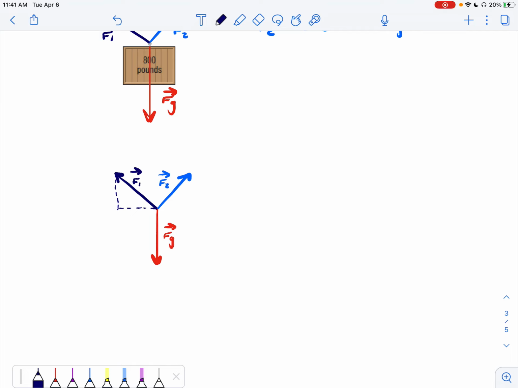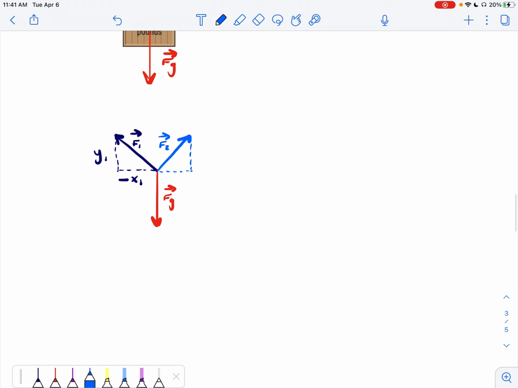We have our horizontal component, which is pointing to the left. I'm going to call that X1, and it's negative because it's left, so that'll be a negative X1. Then our vertical component is pointing up, so we'll call that Y1. If we break down the cable on the right, this is pointing right and up, so they're both positive. I'll call my components X2 and Y2.